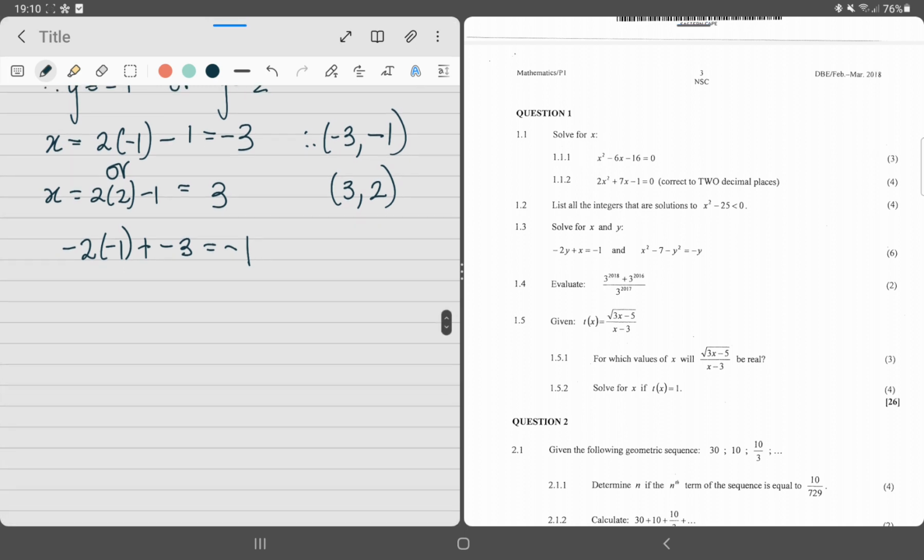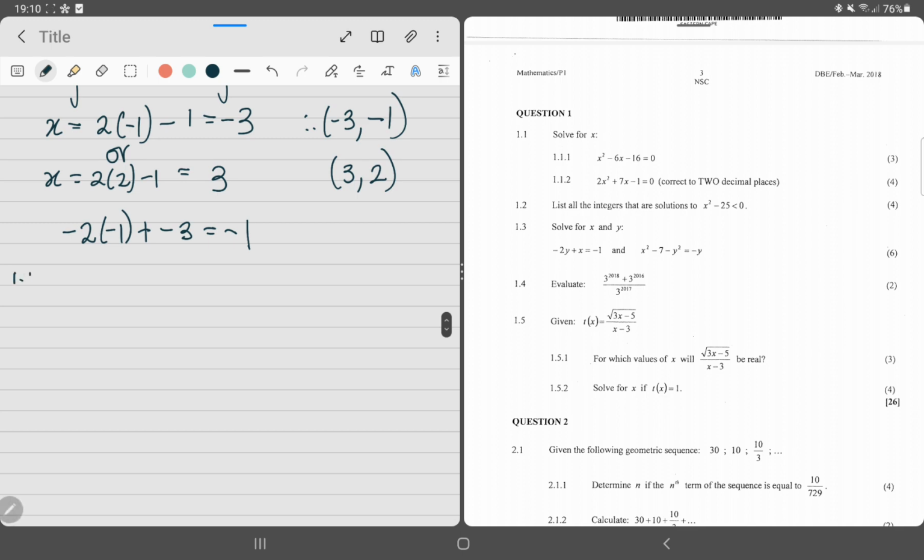Okay, yeah, that's correct. 1.4. Evaluate that. So this is 3^2018 plus 3^2016, all over 3^2017.